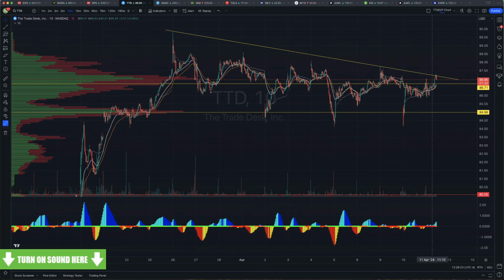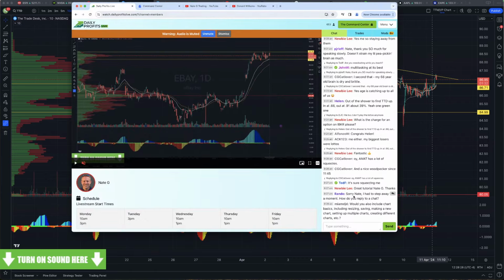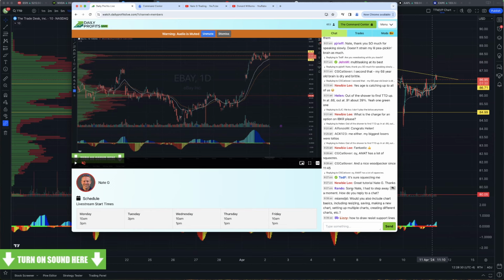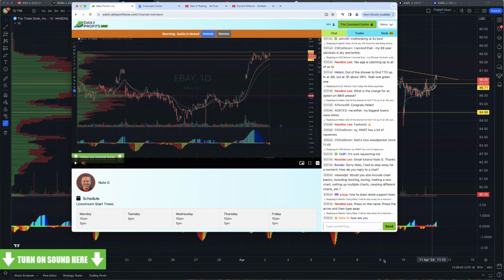Rando, you were asking about how to reply to a chat. I'm going to just reply to yours. I highlight yours, as you can see on the screen. I get a little arrow, and then I just reply.